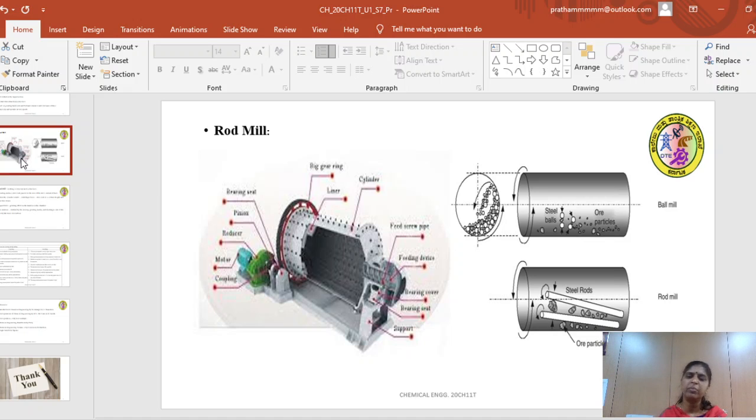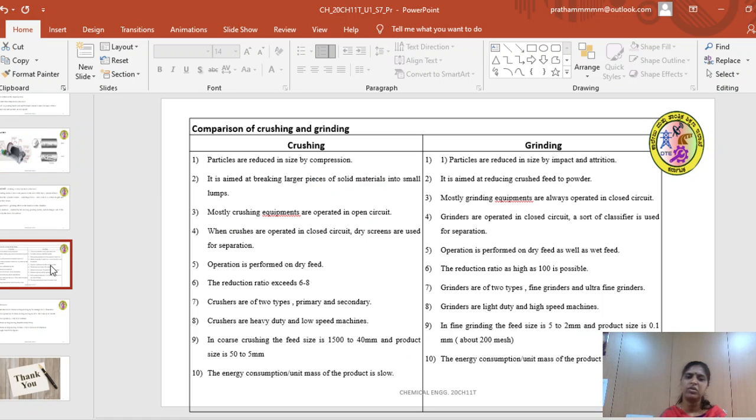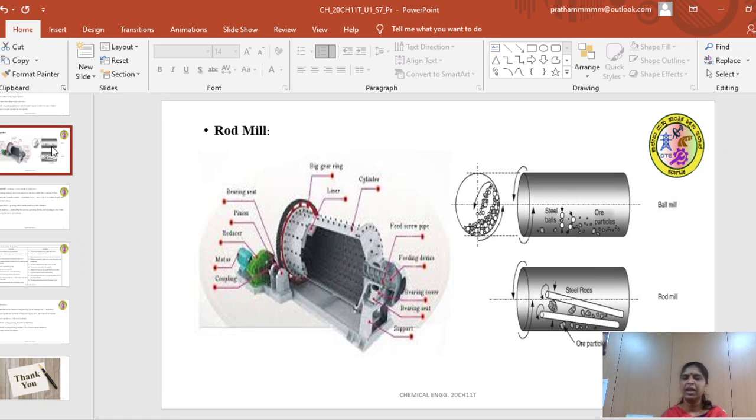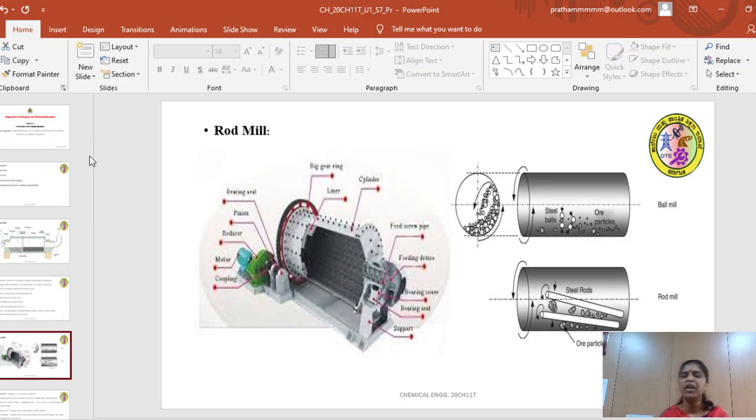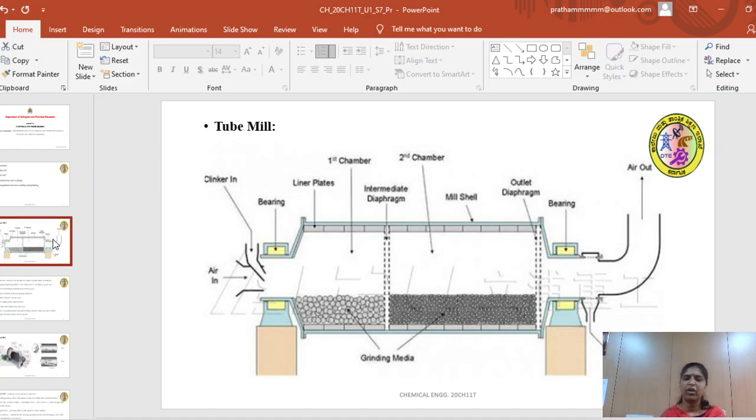So one important question could be on crushing and grinding, or they can ask to compare the crushing and the grinding process. When 10 marks are asked, all 10 points have to be written. When 5 marks are asked, you have to write as many points as are needed for 5 marks. They can also ask about the construction and working of the rod mill. So when they ask what is the construction and working of the ball mill, you have to write the diagram, and depending on the marks you need to write about the diagram and the explanation part of it. And when the tube mill is asked, you have to write about the construction and the working part of it.